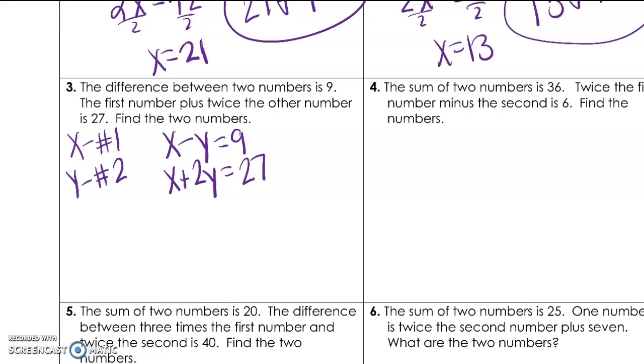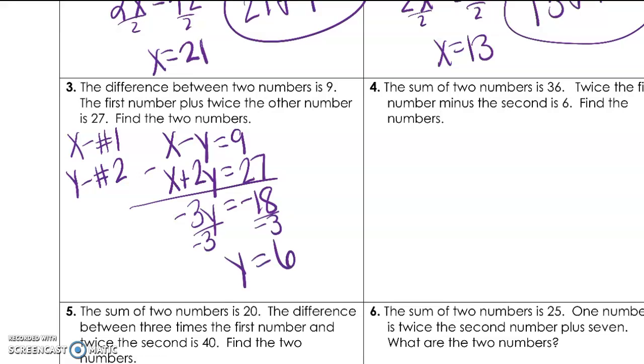Now that it's set up, again, some of you are going to choose to solve and substitute. That's fine. I notice that I have x's that match, so right off the bat, I'm going to subtract. So -1 minus 2 gives me -3y, and that might concern you, but then you do 9 minus 27 to give you -18. Divide by -3, and we get y equals 6.